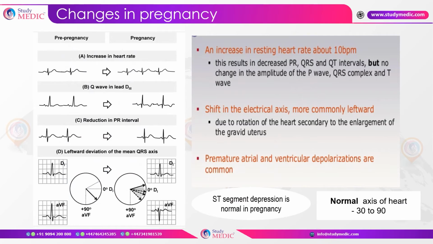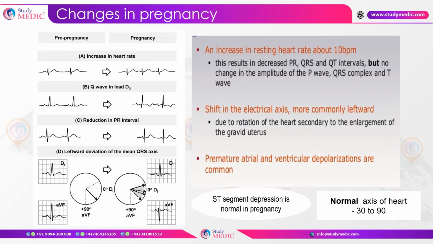Now what happens in pregnancy? In pregnancy we know that the baseline heart rate is increased by about 10 beats per minute. This results in a decreased PR interval, QRS and QT intervals, but there is no change in the amplitude of the P wave, the QRS complex and the T wave. You can get premature atrial and ventricular depolarizations, which are common in pregnancy. Sometimes you can also get a Q wave in lead 3, which is normal in pregnancy.